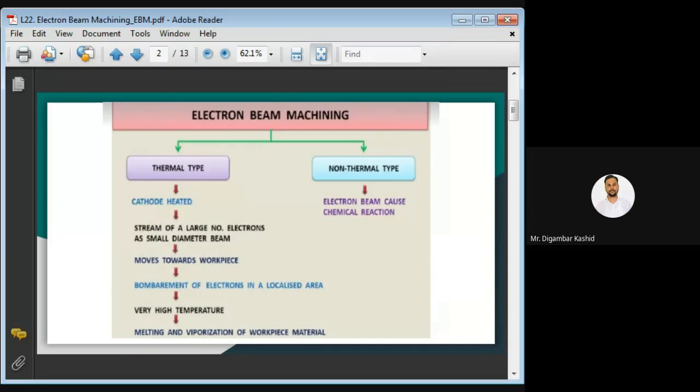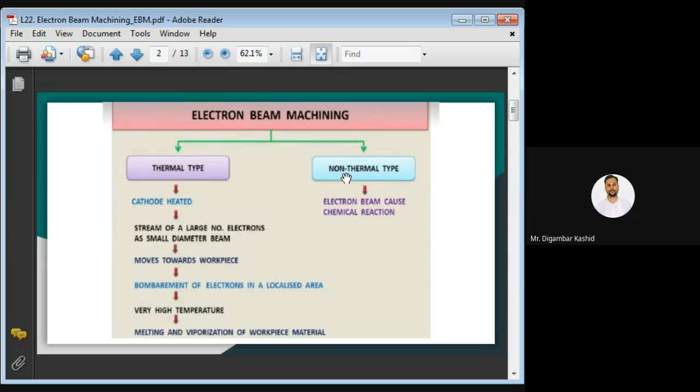In the electron beam machining process, there are two types of methods used. One is the thermal type, as I have shown, you can see the arrow also, and another one is the non-thermal type. In the non-thermal type, electron beams are used for generating the chemical reaction.